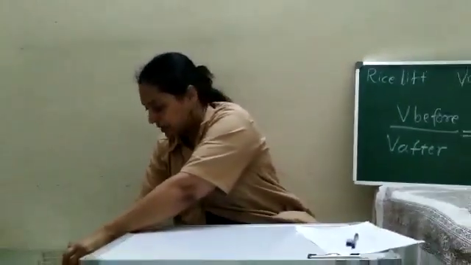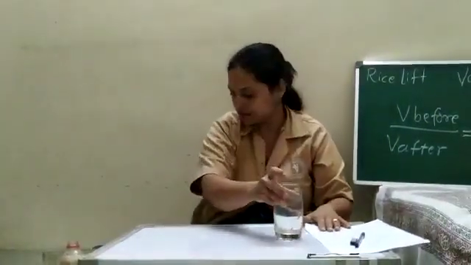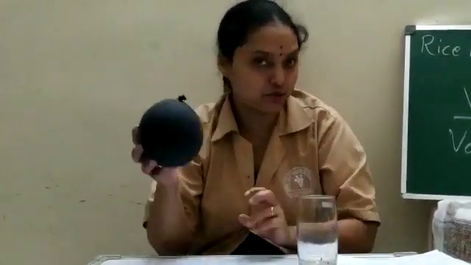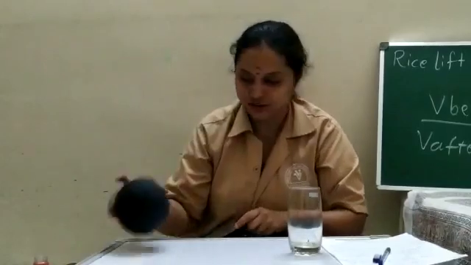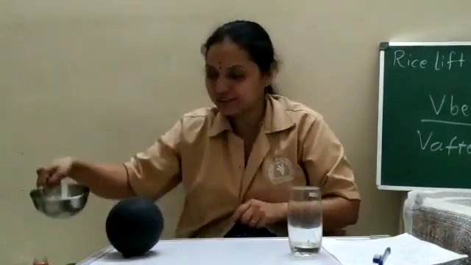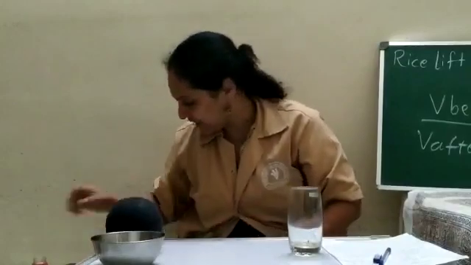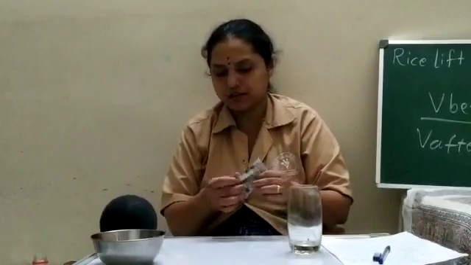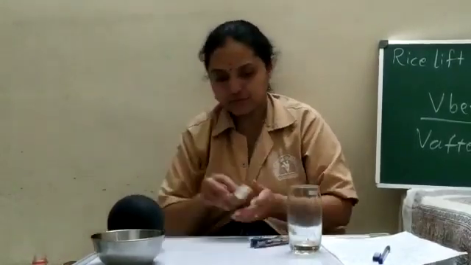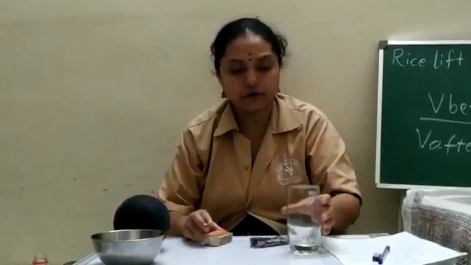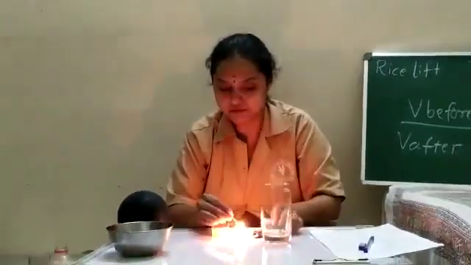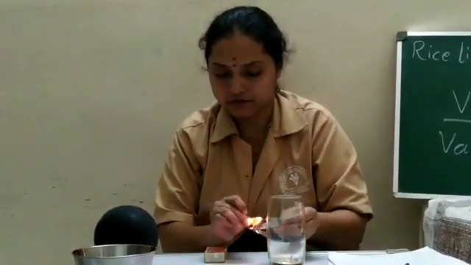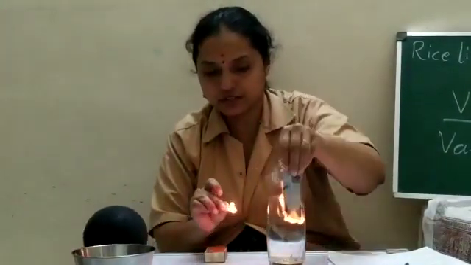Now for the second experiment, we require an empty glass, then a balloon. I hope the students know the history of this balloon. It is the same balloon. Then a bowl in which water is there. Then a piece of paper, simple newspaper. I just fold it properly. Matchbox. And now what I am going to do is burn this paper, and put this burning paper in the glass.